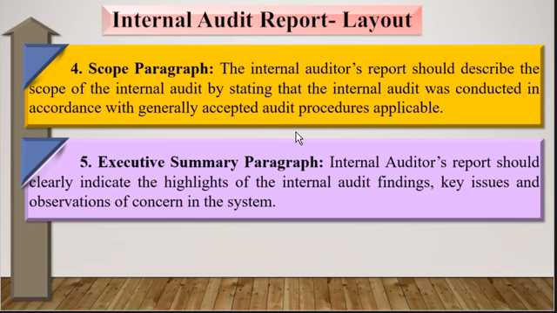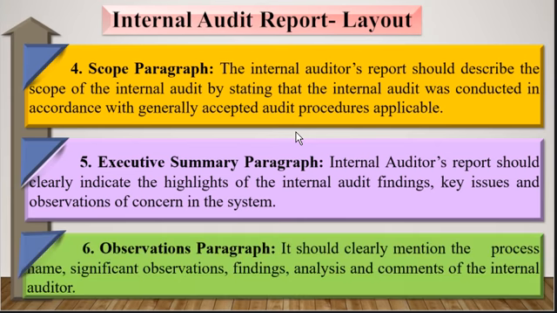Next is executive summary paragraph. In that, the executive summary paragraph of the internal auditor's report should clearly indicate the highlights of the internal audit findings, key issues and observations of concern, significant control lapses, failures or weaknesses in the system or processes. Next is observations paragraph. In the audit report, the observations paragraph should clearly mention the process name, significant observations, findings, analysis and comments of the internal audit.